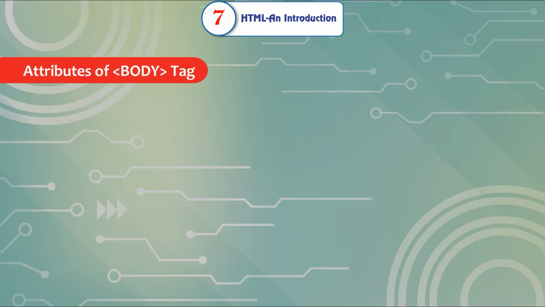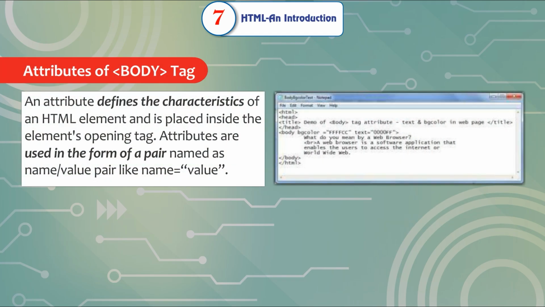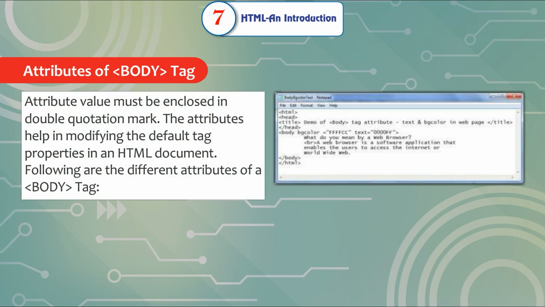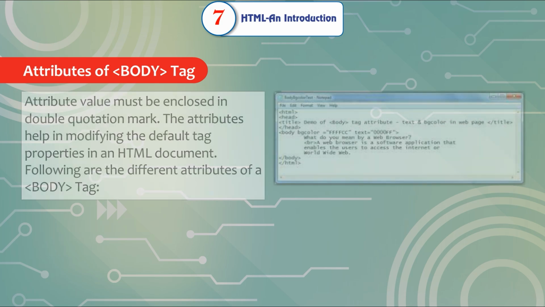Attributes of body tag. An attribute defines the characteristics of an HTML element and is placed inside the element's opening tag. Attributes are used in the form of a pair named as name-value pair, like name equal value. Attribute value must be enclosed in double quotation marks. The attributes help in modifying the default tag properties in an HTML document. Following are the different attributes of a body tag.